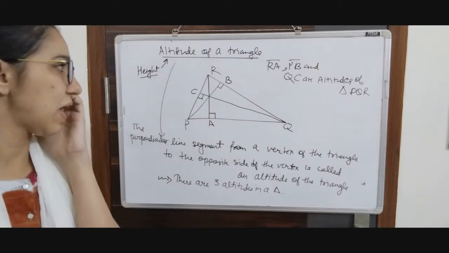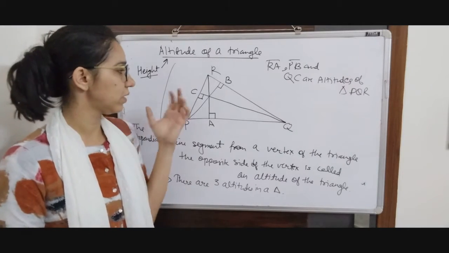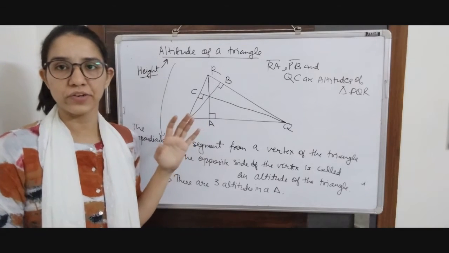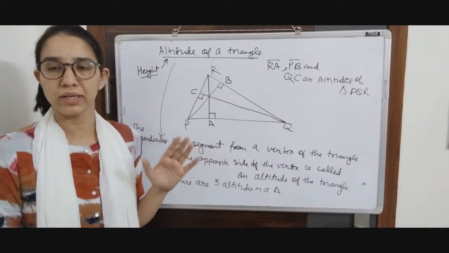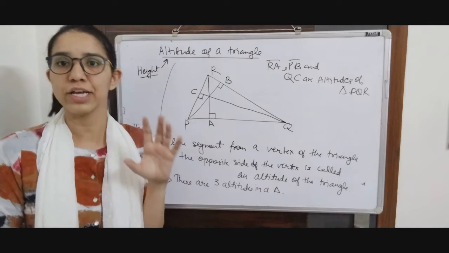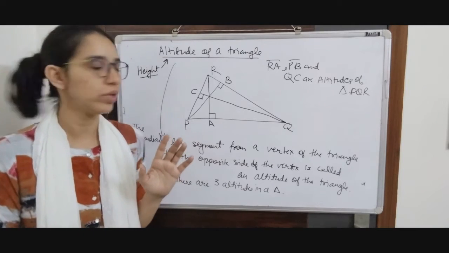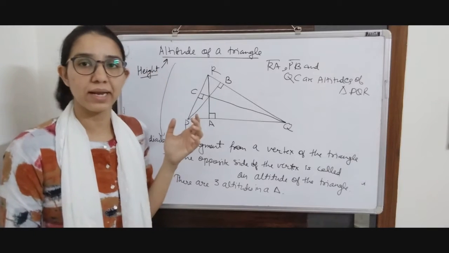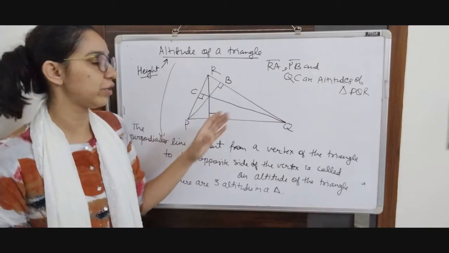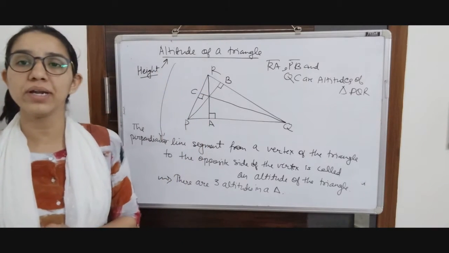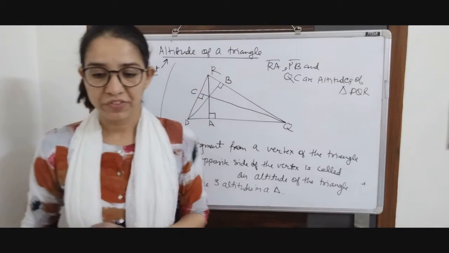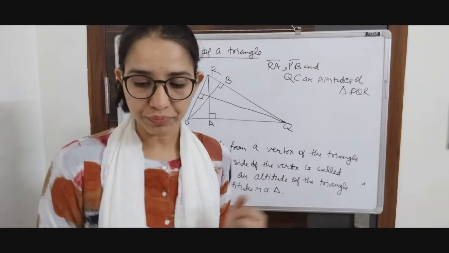This is your activity. Make an obtuse angle triangle. An obtuse angle triangle is a triangle in which one angle is obtuse. Try to draw all 3 altitudes in that and see where the meeting point of all 3 altitudes is. We can discuss that in class.